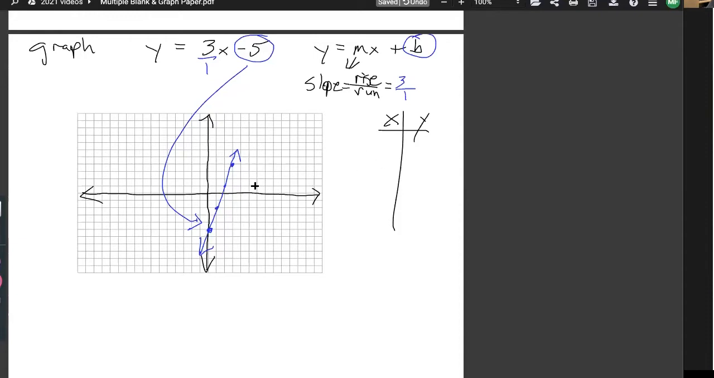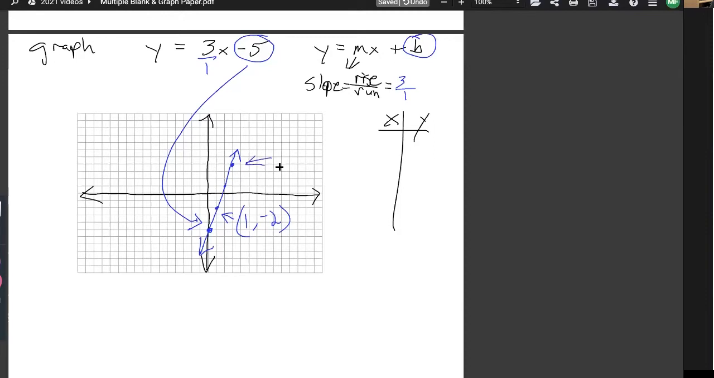All right, let's check it. So we know that one of our points is (0, -5). So let's plug in 0 for x and see if we get -5. 3 times 0 is 0, minus 5 is -5. Check. Another point is (1, -2), right? Let's plug in 1 for x and see if we get -2. 3 times 1 is 3, minus 5 is -2. Check.